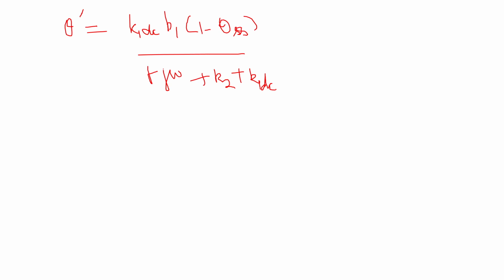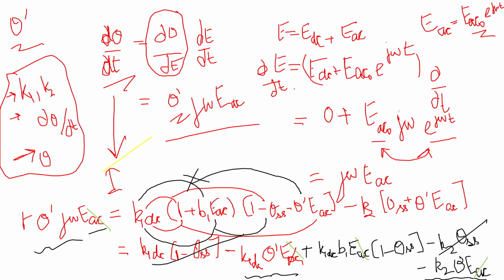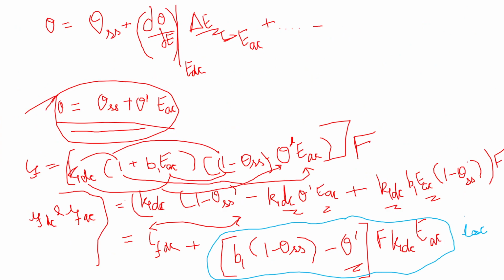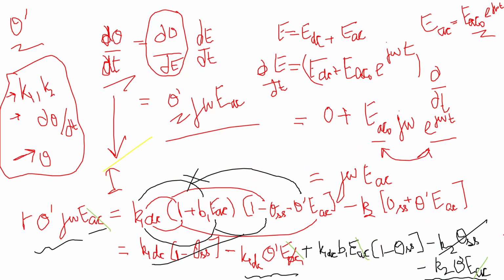Is this clear? Now what you will do? You can substitute it back in the IF equation. What is IF? F into K1 DC. This is the IF equation, this one. F into K1 DC, this last one which I have marked in red color.